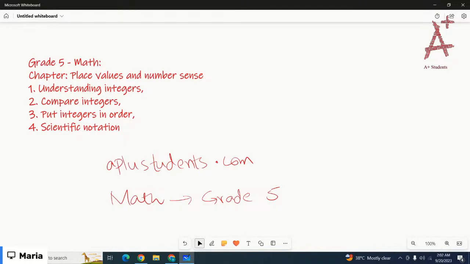So we're going to start with the integers, right? First, we are going to learn what the integers are, and how we apply different operations on integers. So what do you know about integers? You can write the message in the chat box.